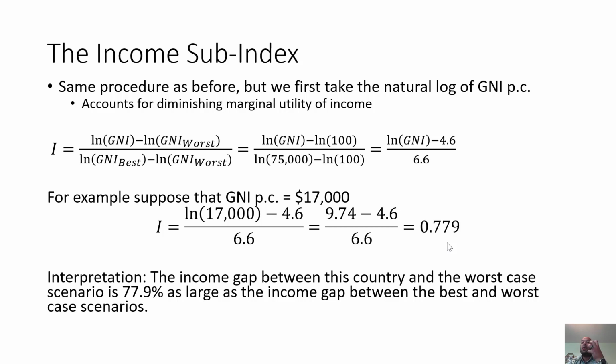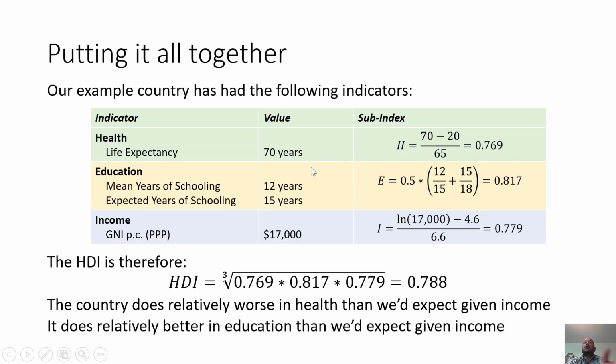Okay, so we've got a health index, we've got an education index, and we have an income index, and they're all put into this form that they can now be compared to each other and they can be combined together. And so here we're going to put it all together. We have our health index, our education index, and our income index. And here's just sort of replicating the calculations that we did with the examples that I gave. And to compute the HDI, we're going to multiply all of those three sub-indexes together and then take the cube root. All right, so doing that is going to give us an HDI of 0.788.